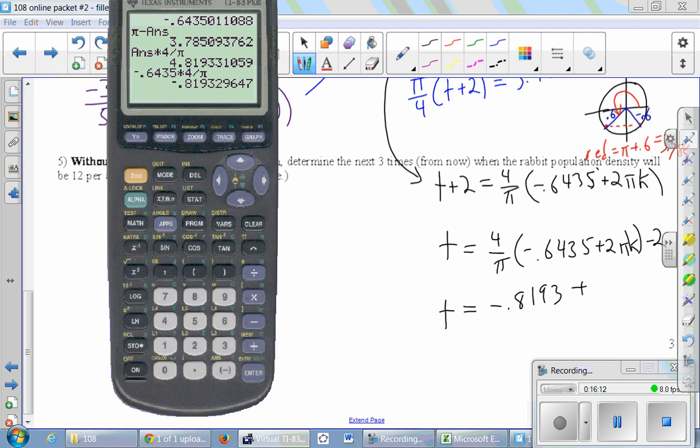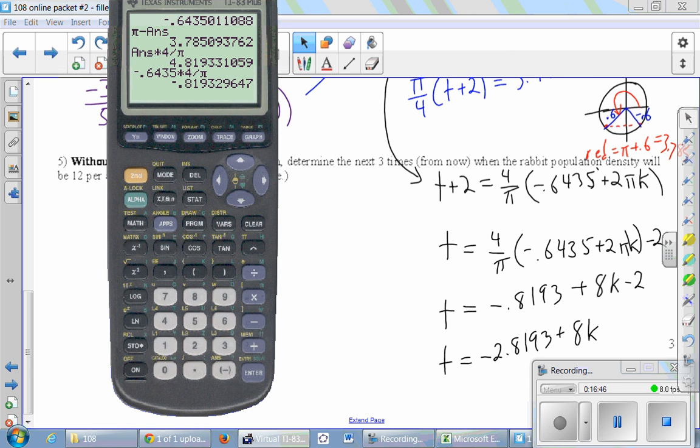And then plus, and then when you distribute it here, this 4 over pi comes in. We just did that, but it also comes in here. And when it comes in the second one, the pi's cancel, and 4 times 2 is 8. 8 is a really comforting number to see there because that's exactly the period of this function. This thing repeats every 8 years. And then we subtract off the 2. So t is equal to negative 2.8193 plus 8k. Super. At this moment, that's done. That's all the solutions of that first family.